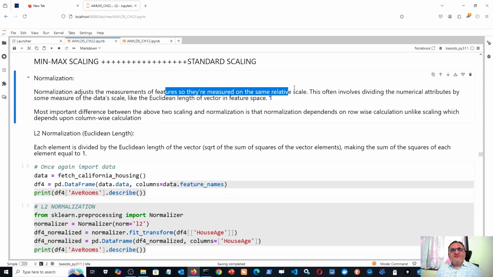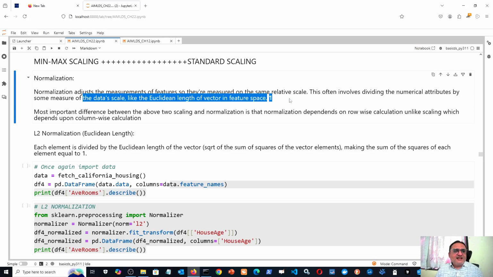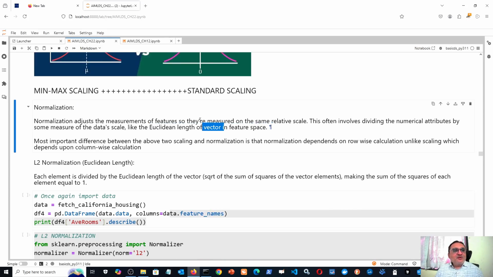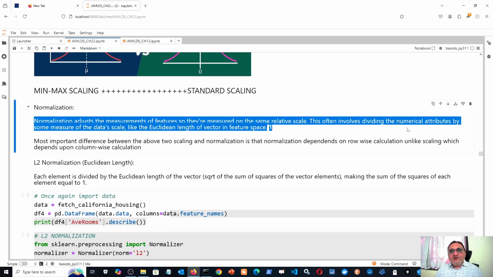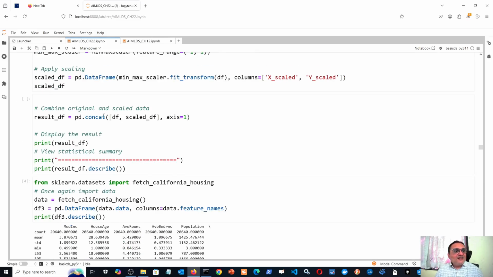So it adjusts the features so that they are measured on the same relative scale. How does it adjust? This often involves dividing the numerical attribute by some measure of data scale, like the Euclidean length of the feature vector in the feature space. As I said, when I do all these things it will not become clear, so just hang on. That means every observation is divided by the Euclidean length of the vector. But as soon as you read this word vector, things should become clear: normalization uses some number for dividing the numerical attribute, but that number is calculated row wise and not column wise, right?